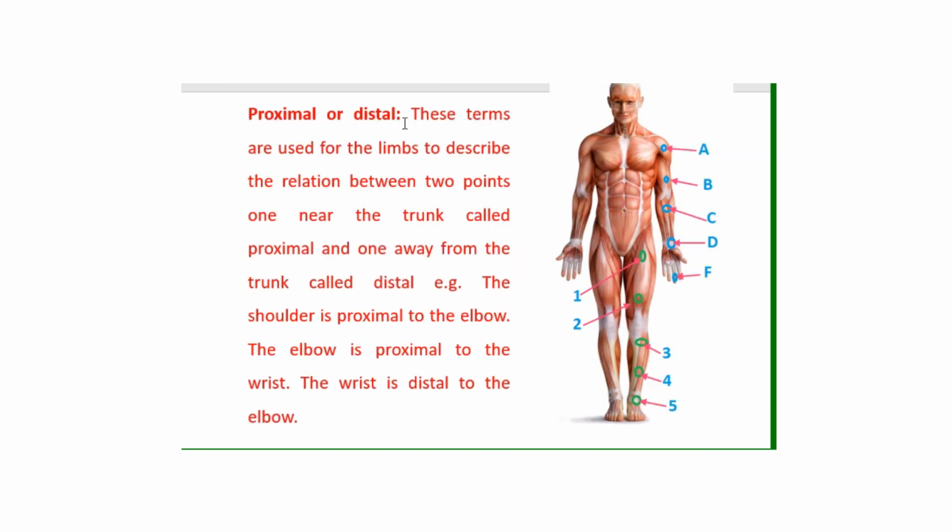Proximal and distal are terms used for the limbs only, the upper limb or lower limb, describing the relation of 2 points to each other. The point which is nearer to the attachment of the limb to the trunk is called proximal to that which is away, and the point which is away is distal to the point which is nearer to the attachment of the limb to the trunk.